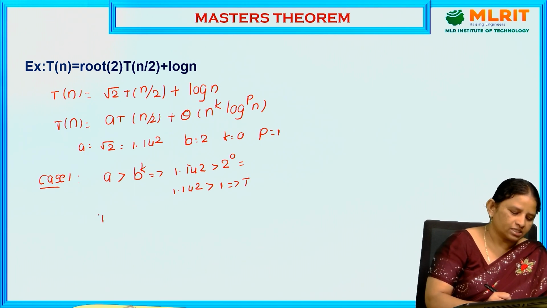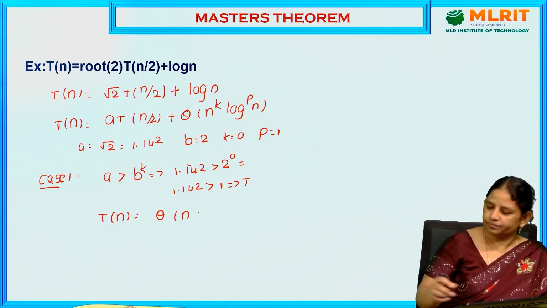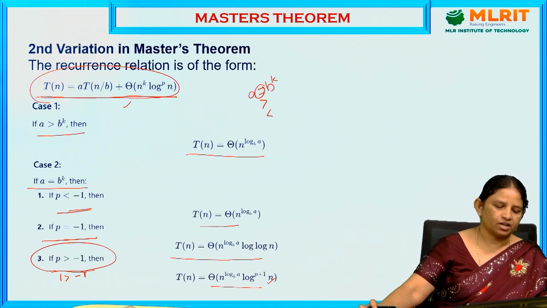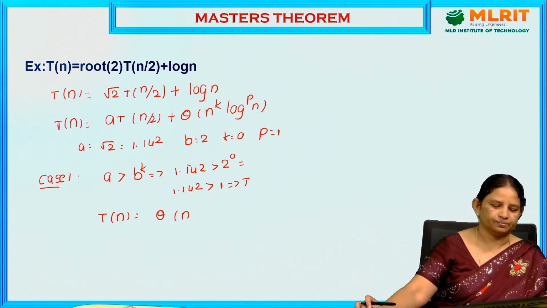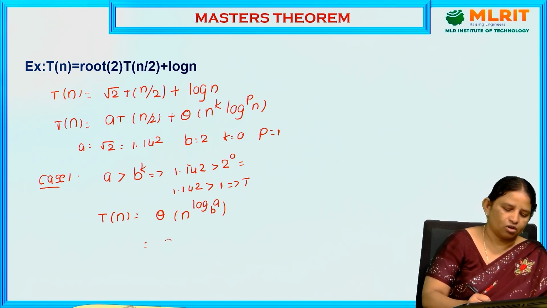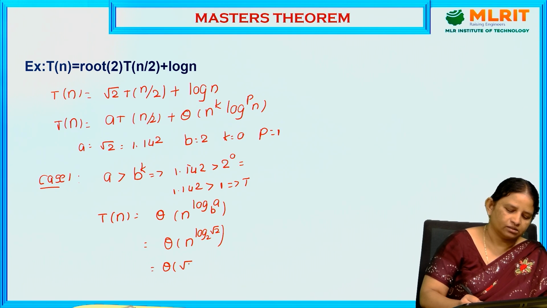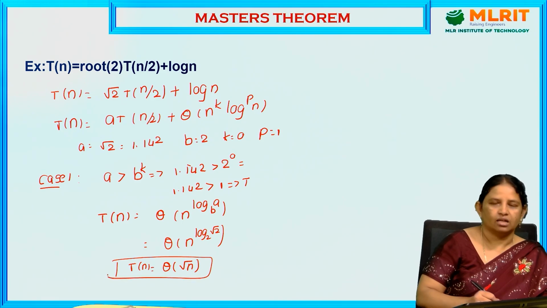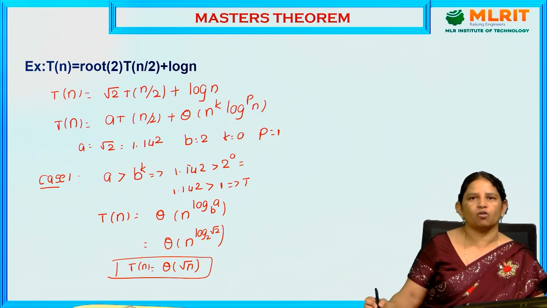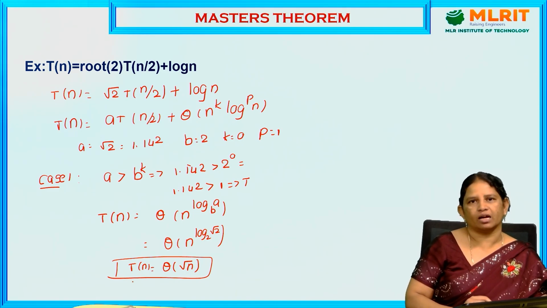So then the time complexity T of n equal to theta of n to the power of log a base b, if case 1 is satisfied. That is theta of n to the power of log a, that means root 2 base 2, we will get theta of root n, the time complexity of the given recurrence relation. The time complexity T of n equal to theta of root n. So the 2 will get cancelled, we get root n as the time complexity for the given recurrence relation.